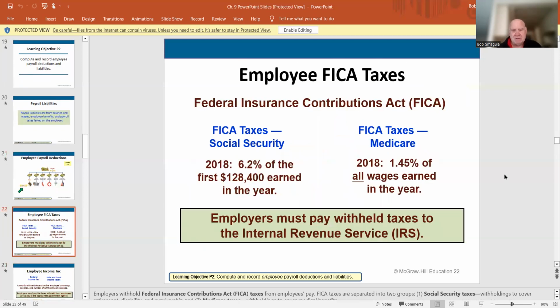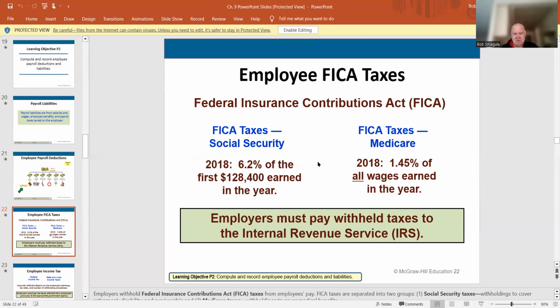And FICA is, like I said, 6.2%. In this book, it goes up to the first 128,400 earned, 1.45% for Medicare on all wages earned. And FICA is what's called a regressive tax, because the more you earn, the less you pay.